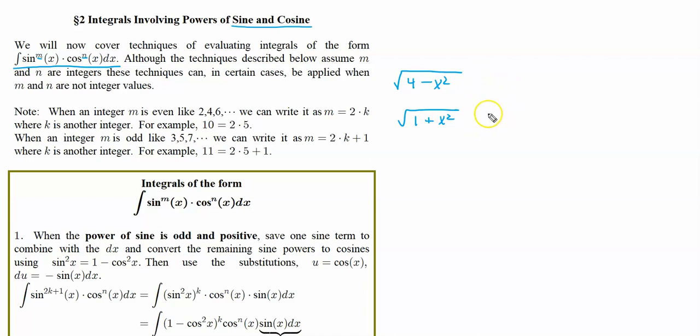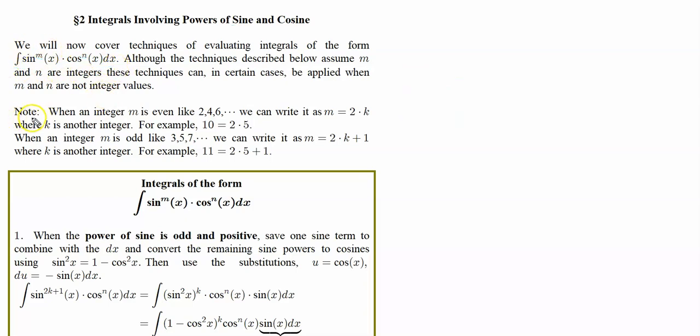And when we use trigonometric substitution, we will oftentimes encounter integrals that look like this in an intermediate step that we have to evaluate. Okay, so before we look at the techniques for evaluating integrals like this, let's note something.